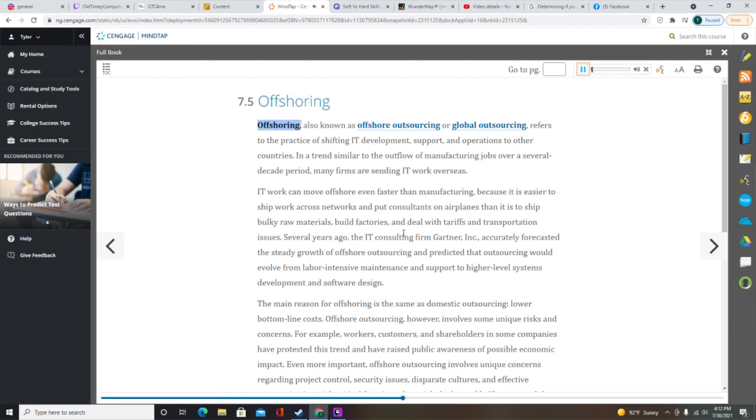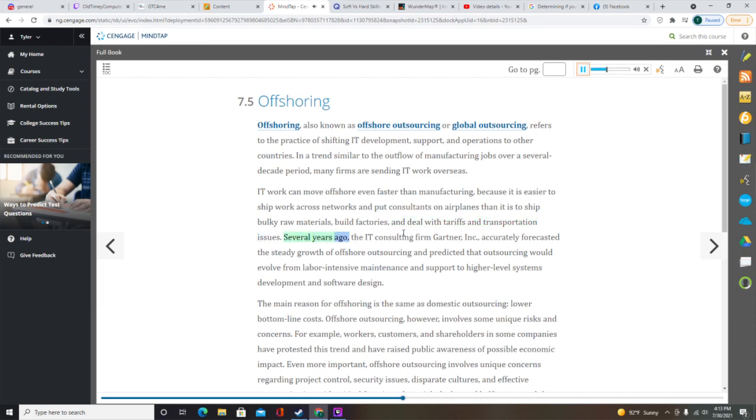Offshoring. Offshoring, also known as offshore outsourcing or global outsourcing, refers to the practice of shifting IT development, support, and operations to other countries. In a trend similar to the outflow of manufacturing jobs over a several-decade period, many firms are sending IT work overseas. IT work can move offshore even faster than manufacturing, because it is easier to ship work across networks and put consultants on airplanes than it is to ship bulky raw materials, build factories, and deal with tariffs and transportation issues.